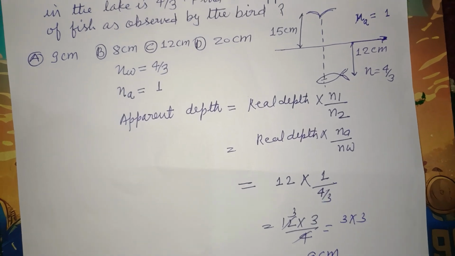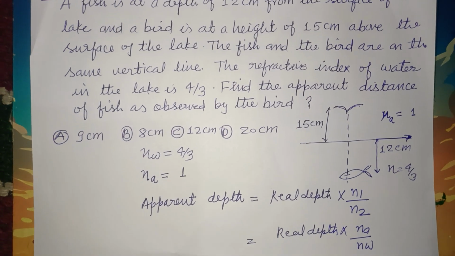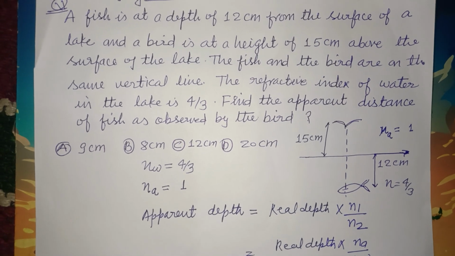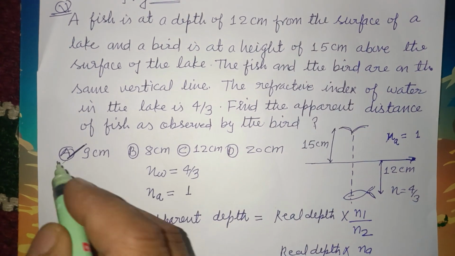So 9 centimeter is the apparent depth of the fish from the lake surface, which is found in option A. So option A is correct.